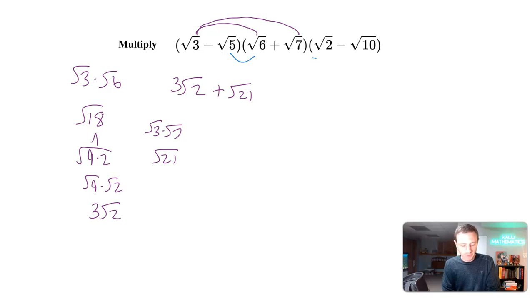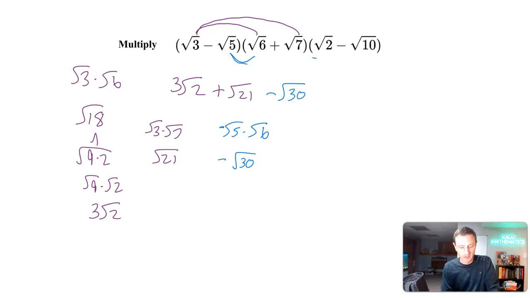Then I'm going to do square root of 5 times the square root of 6. That's going to be minus because it's negative times a positive. So negative square root of 5 times the square root of 6. 5 times 6 is 30, so negative square root of 30. There's nothing that we can clean up there, because 30 is 5 times 6, 5 is prime, then 6 is 3 times 2, 3 is prime, 2 is prime. So we can't do anything with that, so it's going to be minus square root of 30.